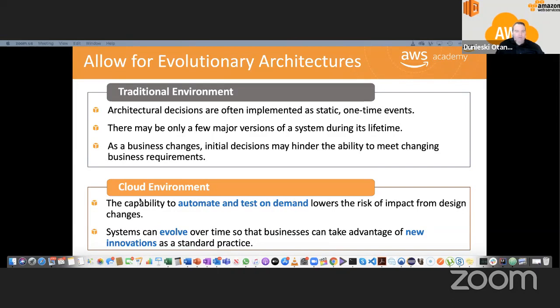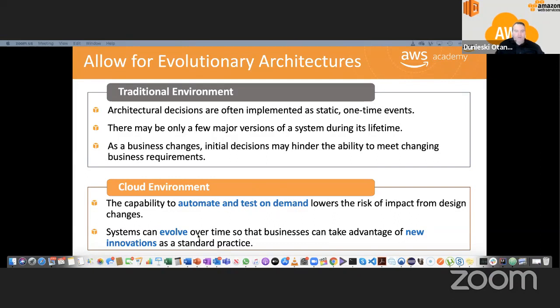Now in the cloud environment, you have the capability to automate and test on demand. It lowers the risk of impact from design changes. So when you automate this and test it on demand, you can make all the changes you want. The risk is very low, and it's on demand. The difference is that when you make decisions at the beginning here, it might, like it says, limit your changing requirements in the future. But here it's on demand, so you don't have any problem with that.